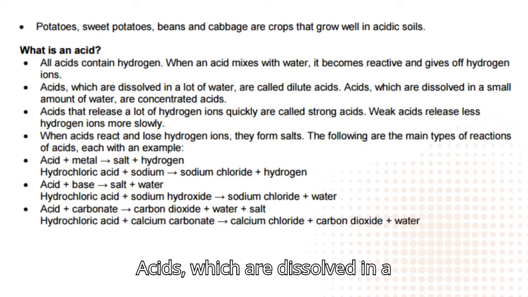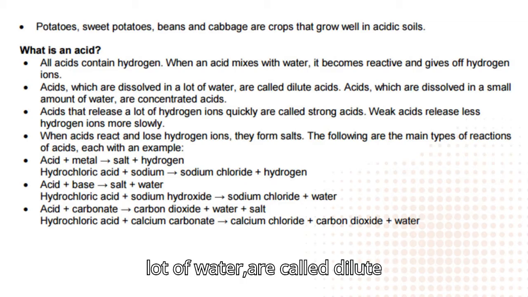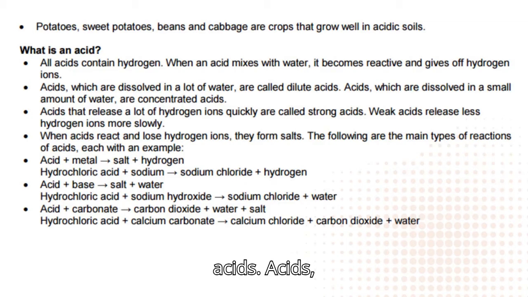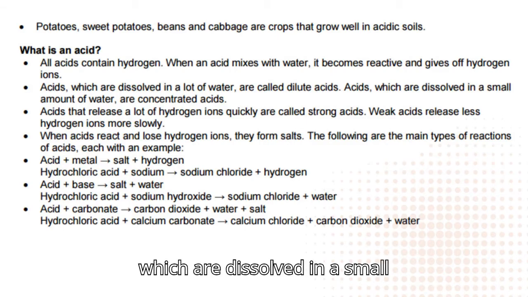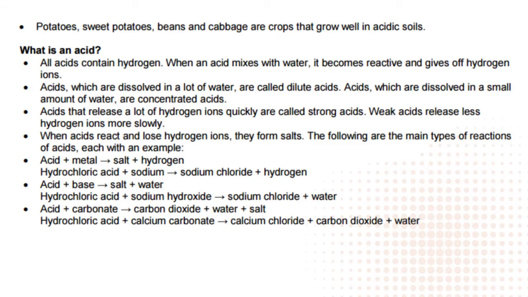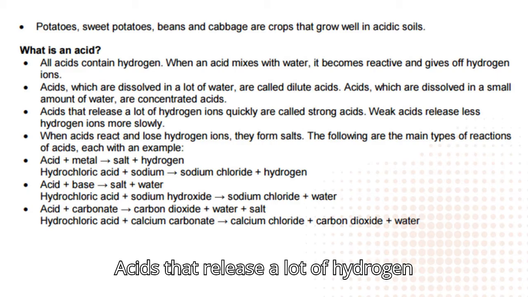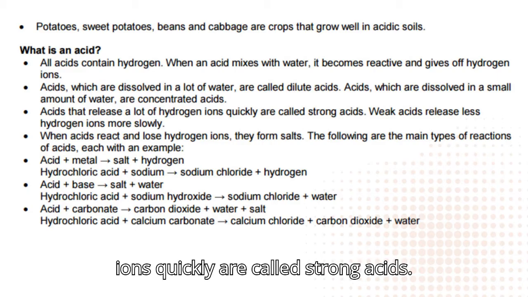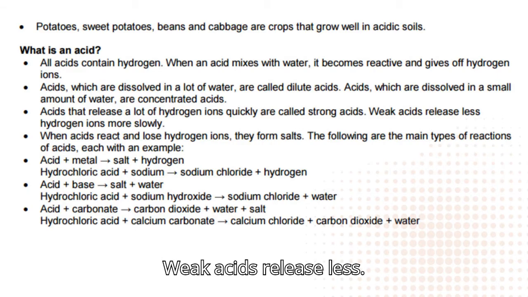Acids, which are dissolved in a lot of water, are called dilute acids. Acids, which are dissolved in a small amount of water, are concentrated acids. Acids that release a lot of hydrogen ions quickly are called strong acids. Weak acids release fewer hydrogen ions more slowly. When acids react and lose hydrogen ions, they form salts.